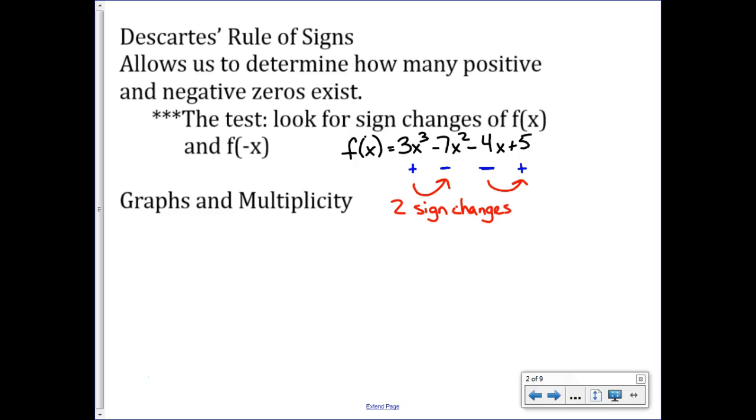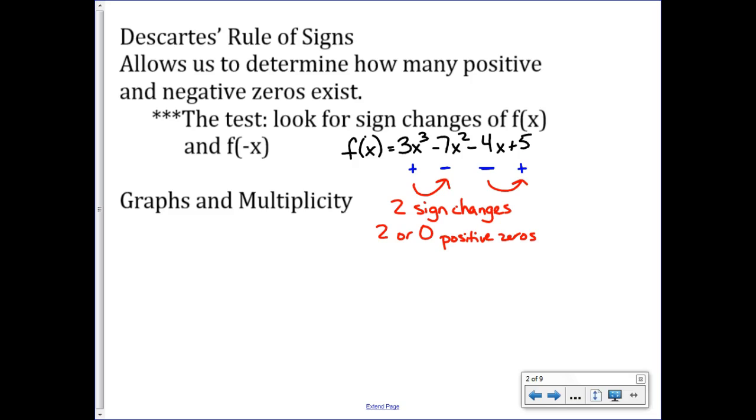So that means there are either 2 or 0 positive zeros. And the reason I say 2 or 0 is because it will go down by 2. They go down in pairs. So if there are 2 sign changes, then we could have 2 zeros or no zeros in there. If you started with 7 sign changes, you could have 7 or 5 or 3 or 1 of those zeros.